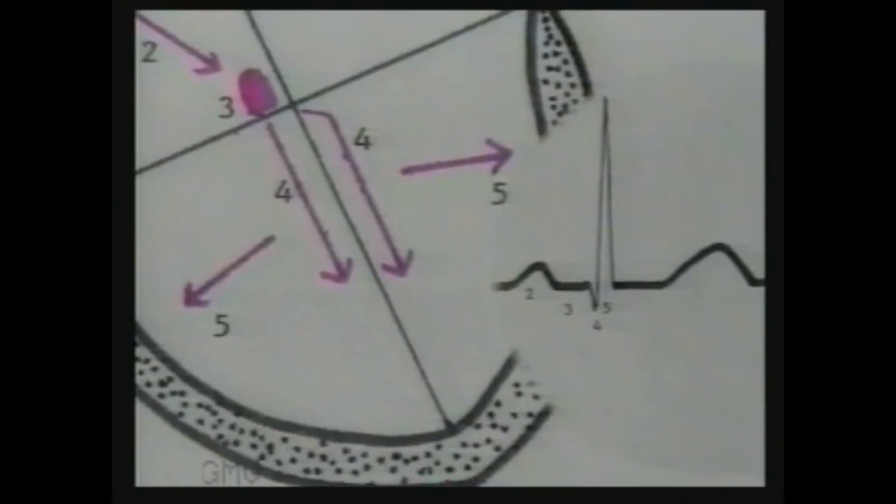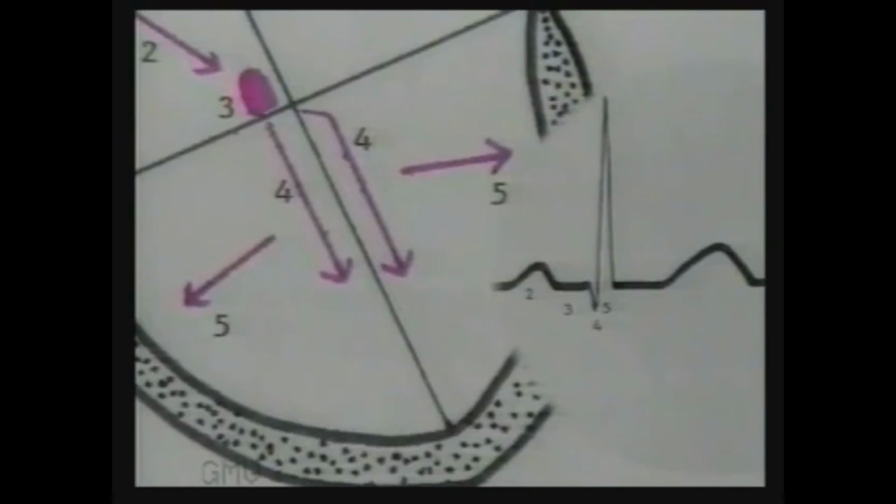Once the ventricles are totally depolarized, there is no electrical activity for a brief period, so the ECG returns to the isoelectric line and records the ST segment. Then the repolarization of the ventricles begins and is recorded as the T wave.